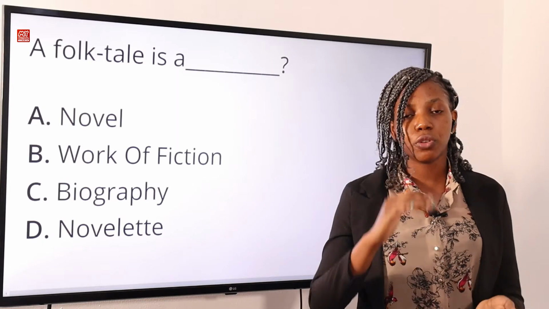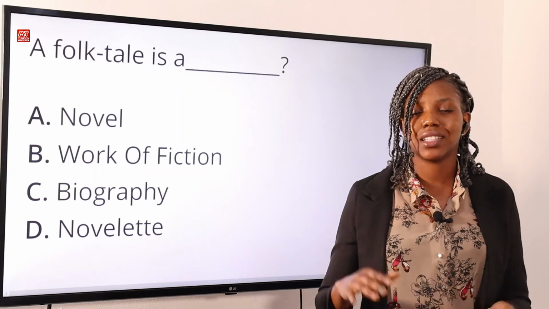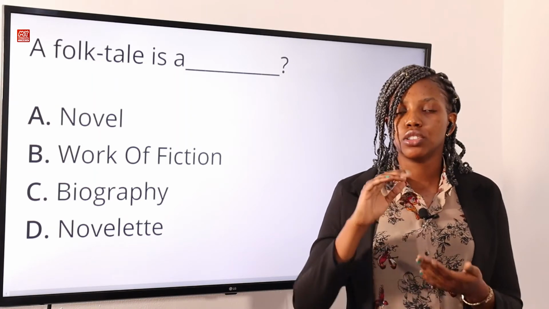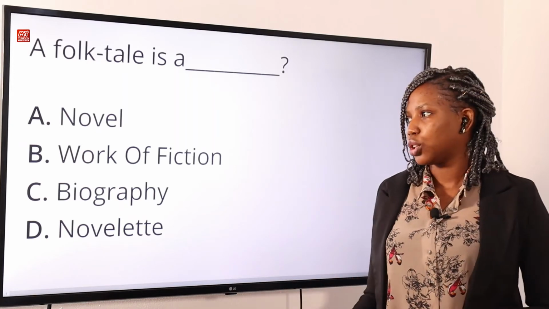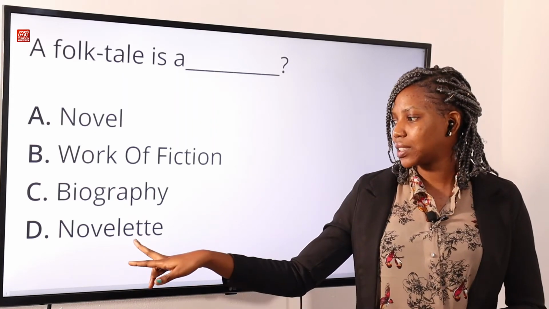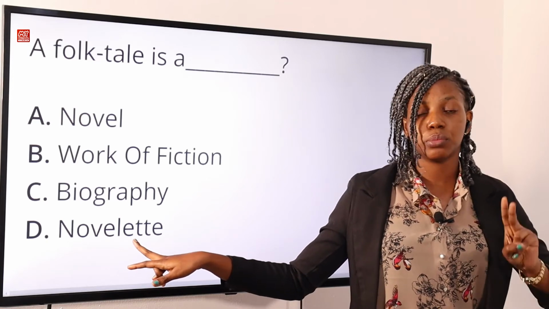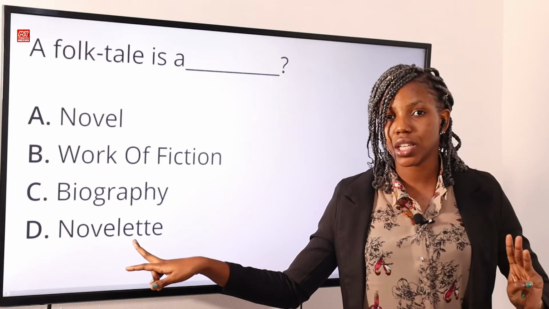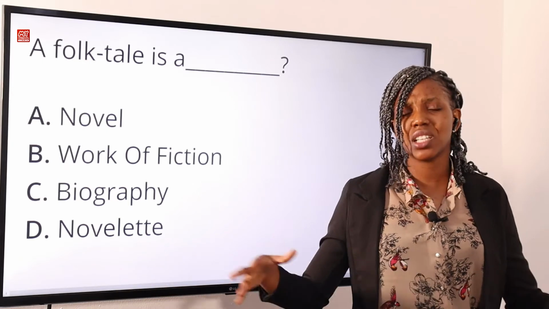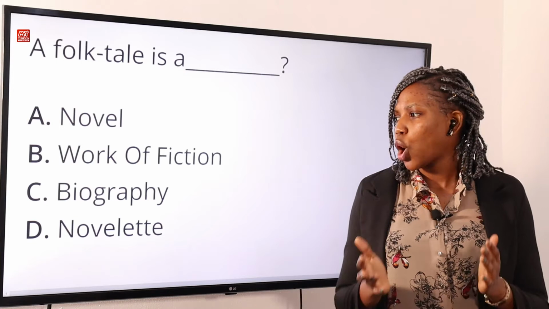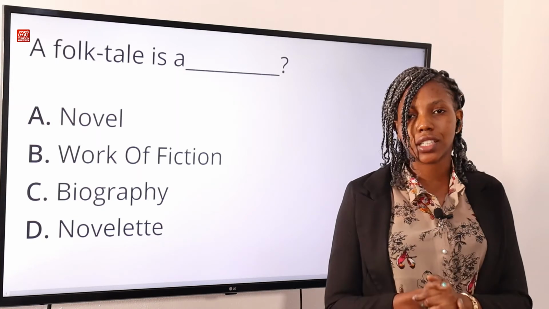Then we have novelette, then novella, then novel. I'll say it again: short story, novelette, novella, and then novel. So short story is number one, novelette number two, novella number three, and novel number four. That's basically the major difference between novel and novelette. So option B is the correct answer to this question.